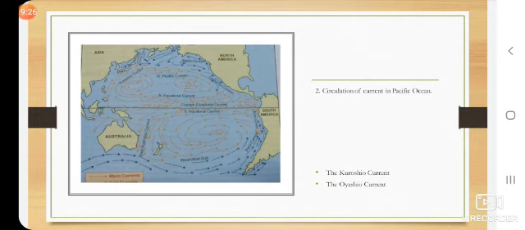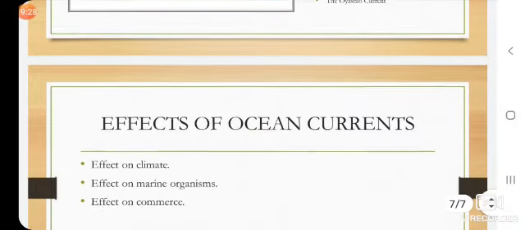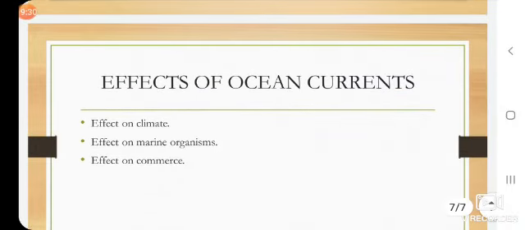Okay. Then the last point to be learnt in this lesson is the effects of ocean currents. Because of ocean currents, there are different types of effects. So the first effect is on the climate. Climate is affected. In what way is the climate affected? The climate is affected in terms of temperature, rainfall, fogs, and violent storms.